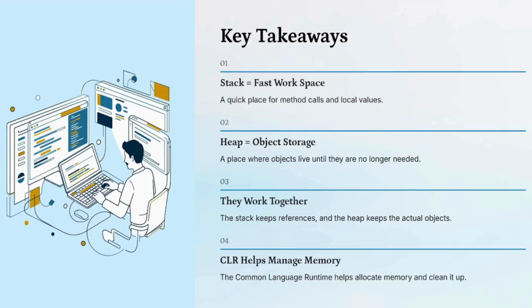Alright, let's quickly summarize everything we have seen. Stack is basically a quick working area. It handles method calls and temporary data, and it's really fast. Okay. Heap, on the other hand, is where your objects actually live. They stay there as long as your application needs them. And the important thing to remember here is they don't work separately. Okay, the stack just keeps a reference, and the actual object is stored in the heap, and all of this is managed by .NET itself. Okay, and the CLR handles memory, and the garbage collector cleans up anything that is no longer needed. So once you understand this flow, it becomes much easier to see how memory works in .NET.